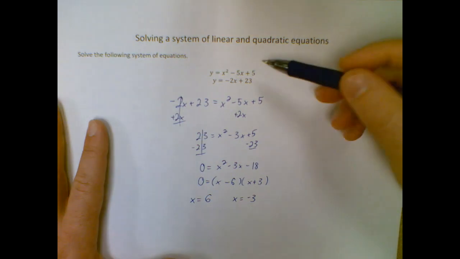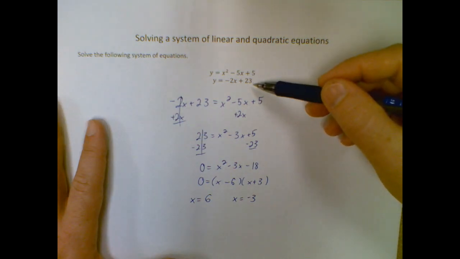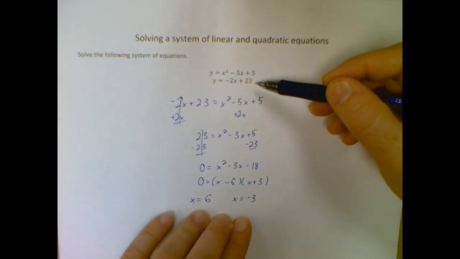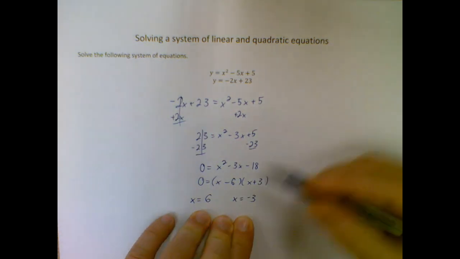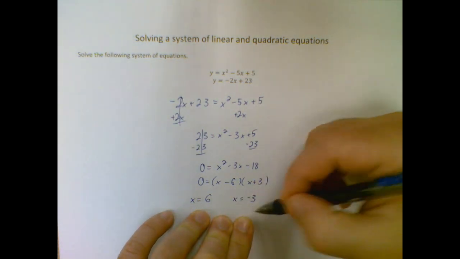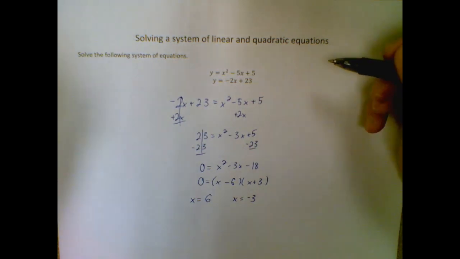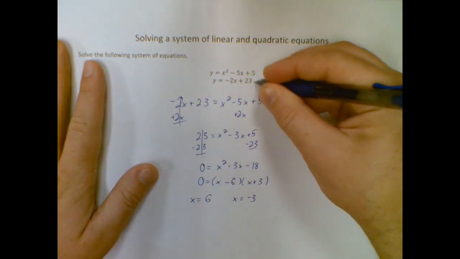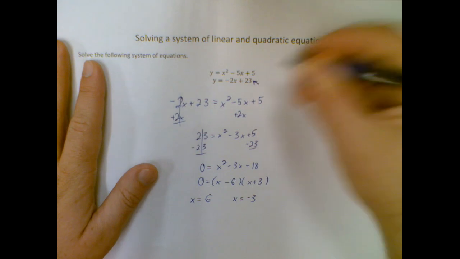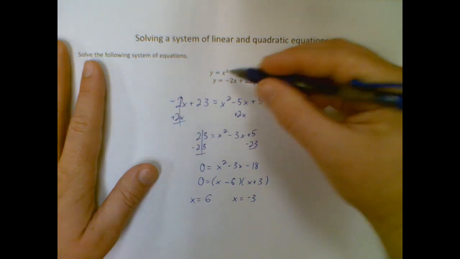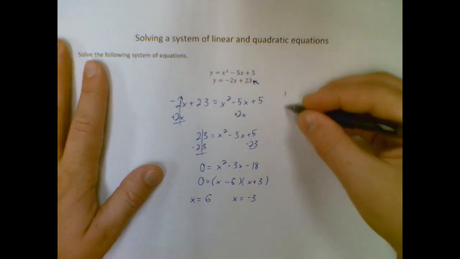And I'm trying to solve a system of equations, so I need full points for these, not just the x coordinates. So I need to come back up here and figure out what the y coordinates that go with those are. They should be the same, so I'm going to go with my linear one. So I'm going to plug those in for the x's in my linear one, just so I don't have to do quite as much work with my quadratic.